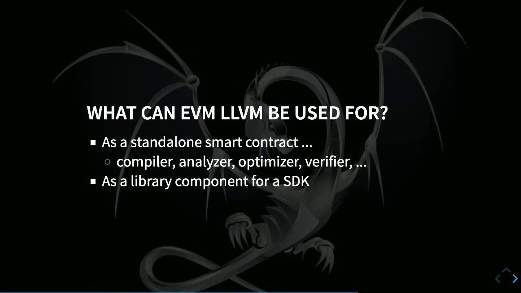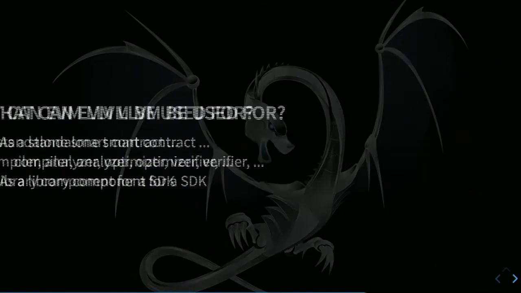So what can EVM LLVM be used for? LLVM is designed as libraries and components, integrated around its very core ideas, and there are a lot of components in the LLVM project. You can use EVM LLVM as a standalone smart contract compiler for the EVM architecture, and also as library components for your own SDK. You can use it as a static analyzer, as a verifier. You can use this infrastructure to build an assembler, disassembler, etc.